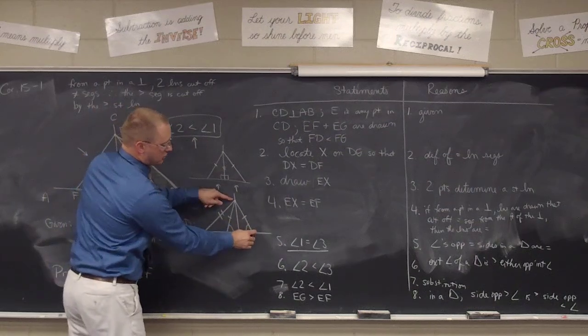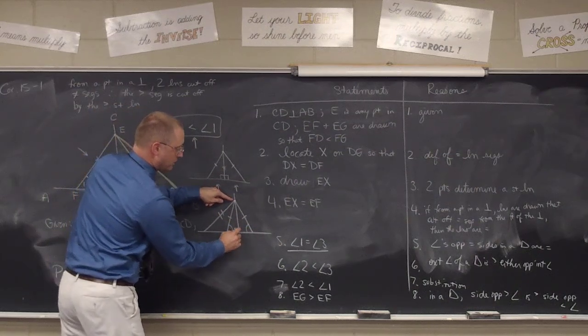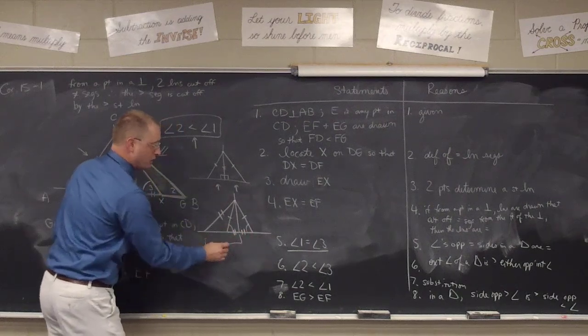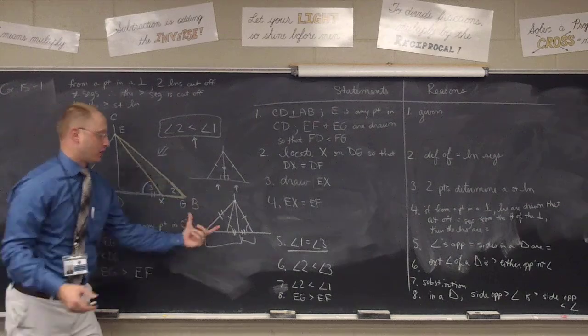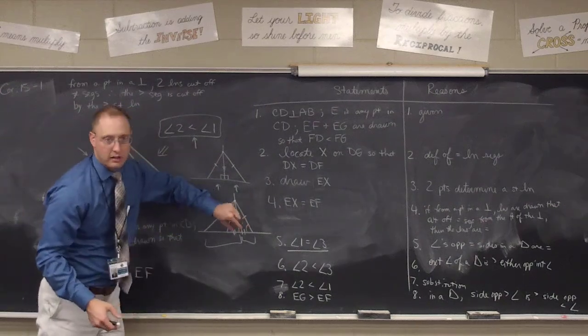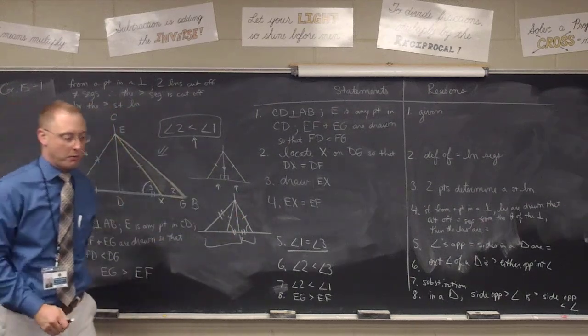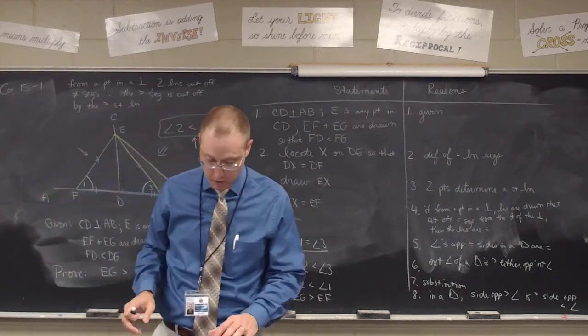So if this is a smaller line, the fact that we could make equal segments here, the whole is greater than any of its parts, therefore this whole is greater than that one. So a greater line is going to cut off a greater piece, a smaller line, a smaller piece. And that's the gist of what we would do for corollary 16-1.